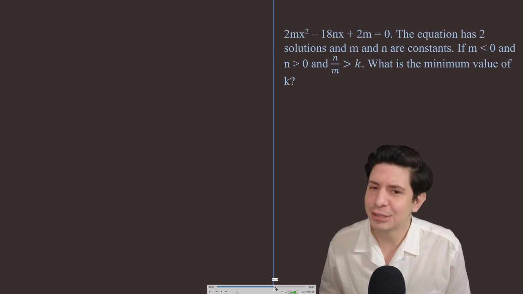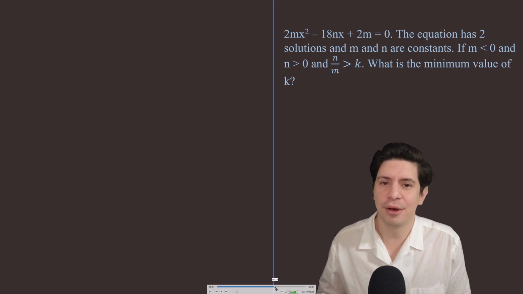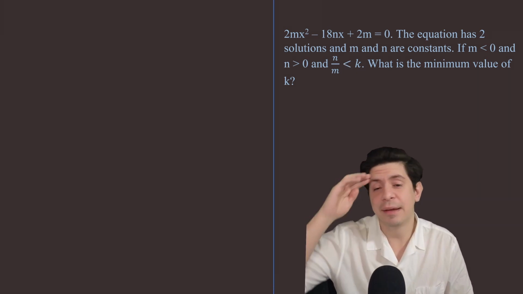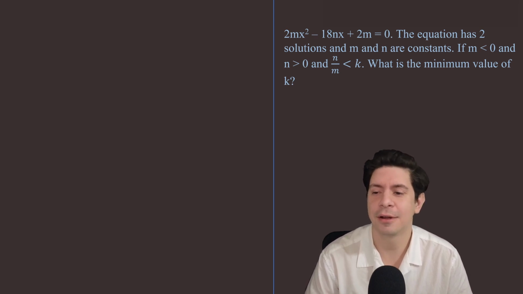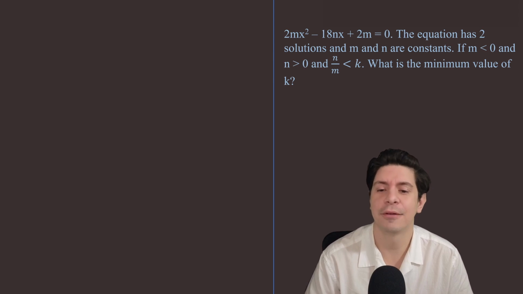All right, so this is the last one I'm going to do, and then I'm going to leave you with one to model it based off of this. 2mx squared minus 18nx plus 2m equals 0. The equation has two solutions, and m and n are constants. If m is less than 0 and n is greater than 0, and n over m is less than k, what is the minimum value of k?